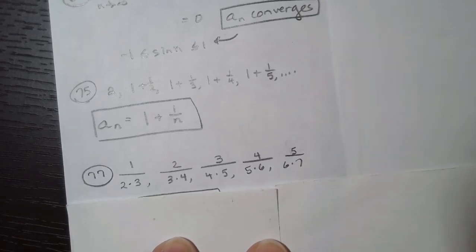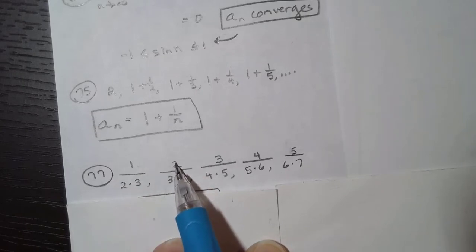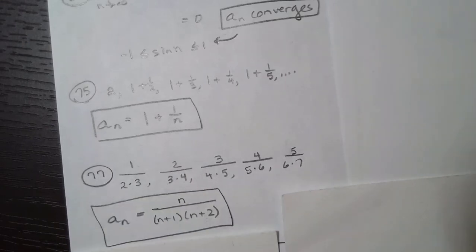77 looks like, on top when n is 1, 2, 3, 4, 5, it looks like the numerator is n. The denominator, well, this is when n is 1, so that's (n+1) times (n+2). Let's look here. When n is 2, (n+1) times (n+2). All right, there is your pattern.